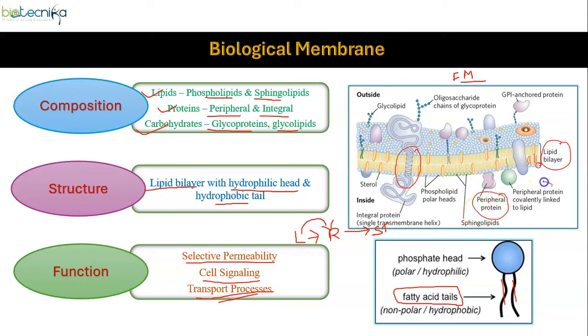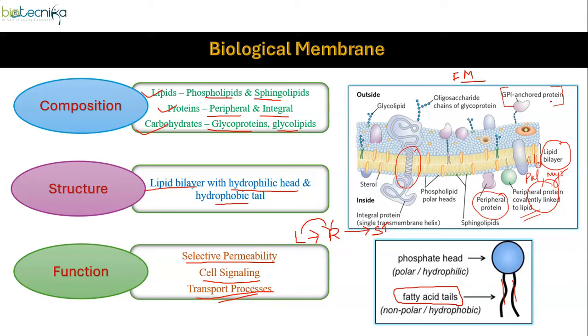These proteins can also be covalently linked to some kind of lipids. For example, it could be connected to a palmitoyl group, a myristoyl group, or a geranyl, farnesyl, etc. Like that, we have an anchoring protein known as GPI anchored protein, glycosyl phosphatidylinositol protein.